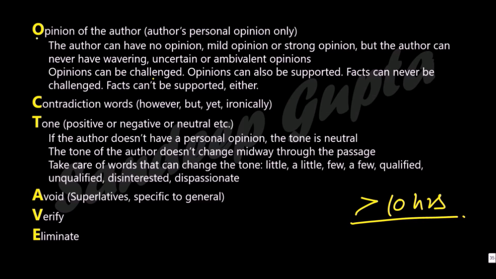We should look for the opinion of the author, first of all, only the personal opinion of the author. And there are possibilities that the author may have no opinion, the author may have a mild opinion, the author may have a strong opinion. But remember, the author will never have a wavering opinion or uncertain opinion or ambivalent. Ambivalent means not certain, having two different feelings about something. One more thing, opinions can always be challenged, opinions can be supported, but facts can never be challenged and facts can never be supported. So this is another thing about opinion. We should always focus on contradiction words such as however, but, yet, ironically.